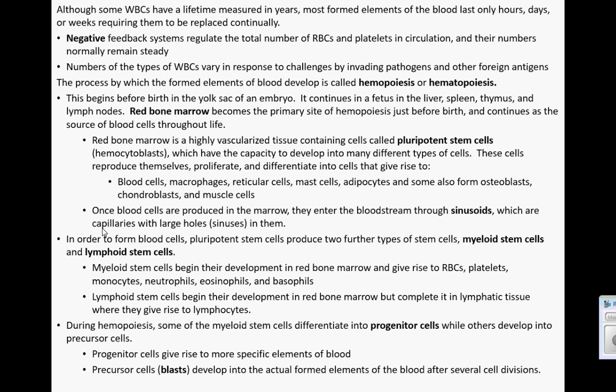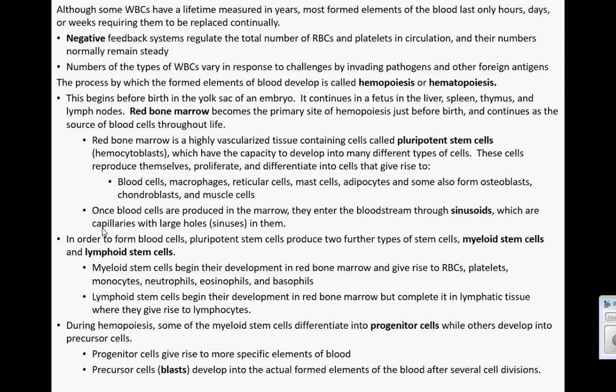So reading through, although some white blood cells have a lifetime measured in years, most of the formed elements of our blood last only hours, days, or weeks, which means that we need to continually replace them. The regulation of red blood cell and platelet production is by negative feedback in order to help maintain steady, or hopefully steady, numbers. Okay? What we want for red blood cells and platelets is their numbers to stay pretty much the same. White blood cells will vary in number based on what's going on with the body.